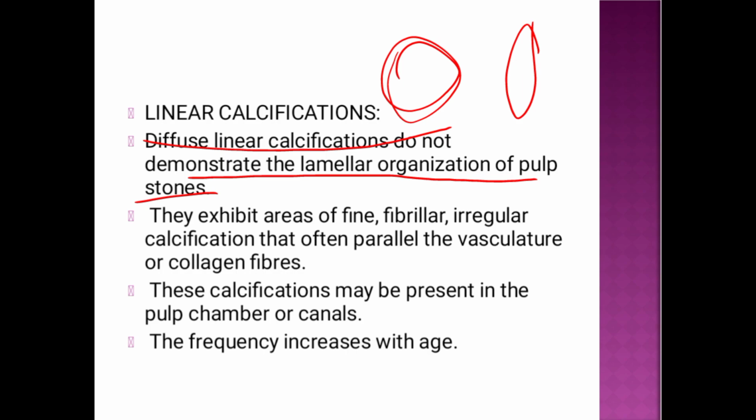They show fine fibrous irregular calcification that is often parallel to the vascular or collagen elements, meaning they are parallel to either collagen fibers or blood vessels. This calcification may be present in the pulp chambers or canals. The pulp stones are present basically at the apex or more in the coronal region. The frequency increases with age, meaning it is also age related.